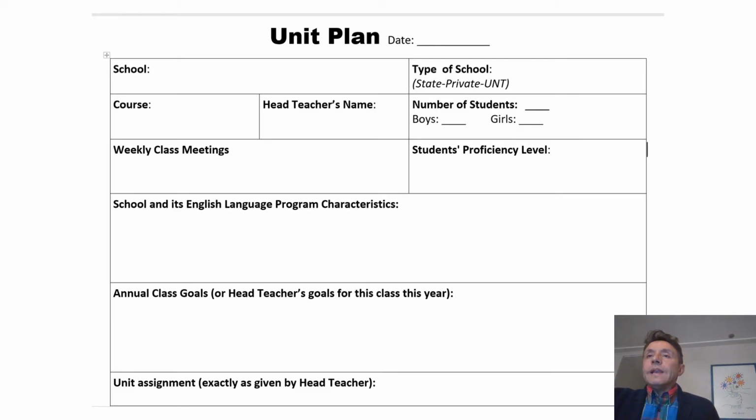Now, you can go to the ECAF and let's have a look at the unit plan that you're going to have to complete. Here is the beginning of the form, where you've got to provide the basic information about the school, the course, the head teacher's name, the type of school, whether it's state or private or one of the UNT escuelas experimentales, also the number of students, how many boys, how many girls, the weekly class meetings.